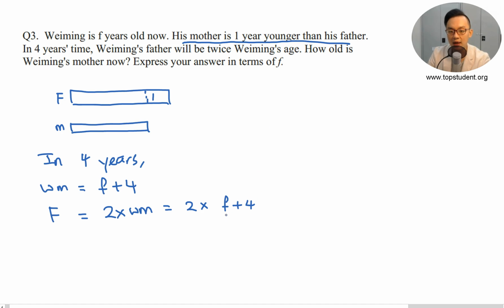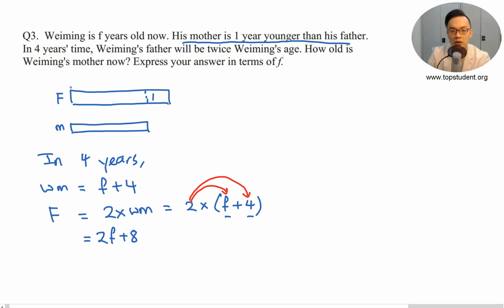Now, if you're going to times a letter plus a number, you have to put a bracket over here, and then I want you to draw this line, 2 times F and 2 times 4. All right, so draw these two lines to help you visualize it. So your answer is actually 2 times F is 2F, 2 times 4 is 8. So Wei Ming's father is 2F plus 8 years old in 4 years' time.